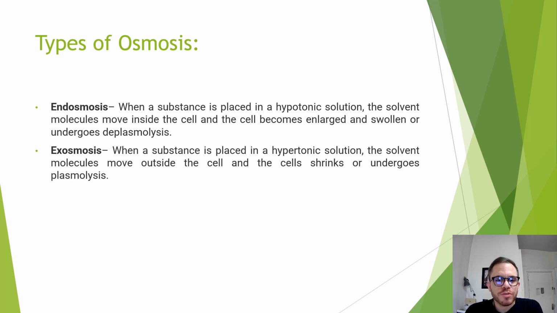There are two types of osmosis. Endosmosis: when a substance is placed in a hypotonic solution, the solvent molecules move inside the cell and the cell becomes large, swollen, or undergoes deplasmolysis. Exosmosis is when a substance is placed in a hypertonic solution, the solvent molecules move outside the cell and the cell shrinks or undergoes plasmolysis.